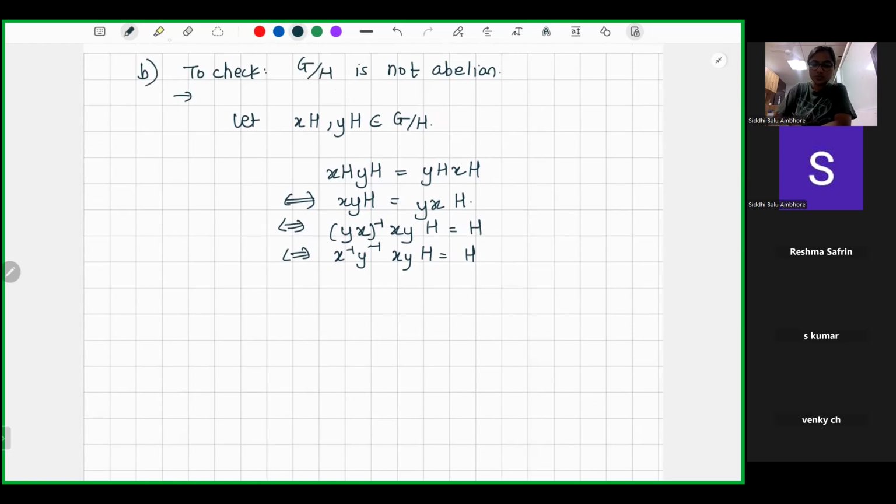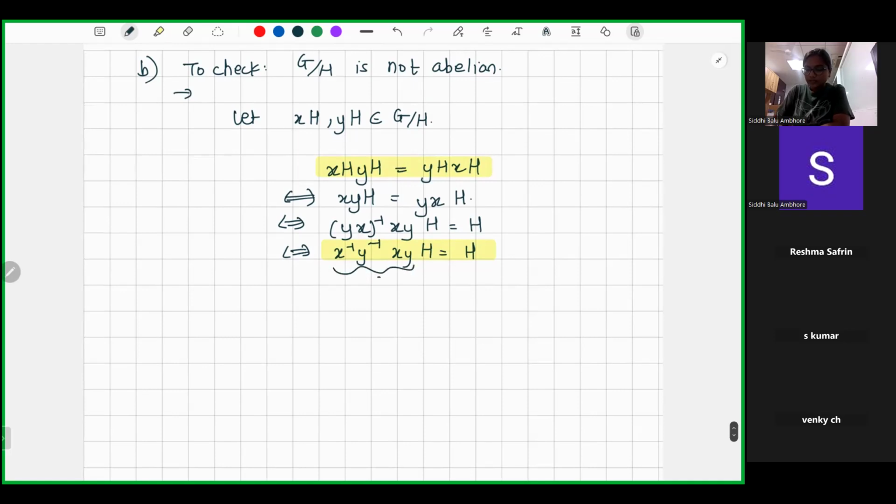Because this is true, right? So this has to be true here. All these statements are equivalent. Any doubts here, please let me know. This element here belongs to H.